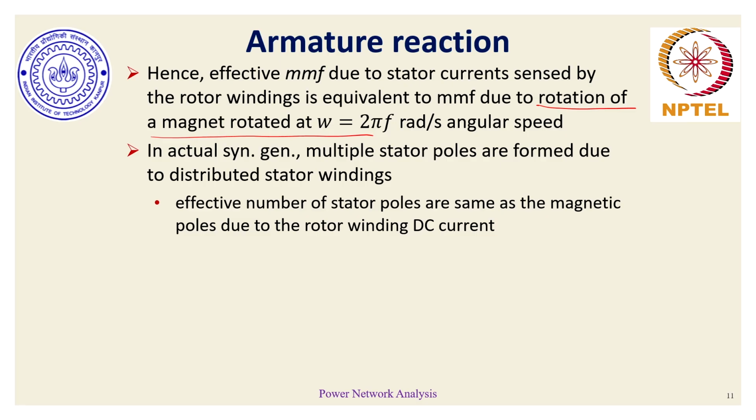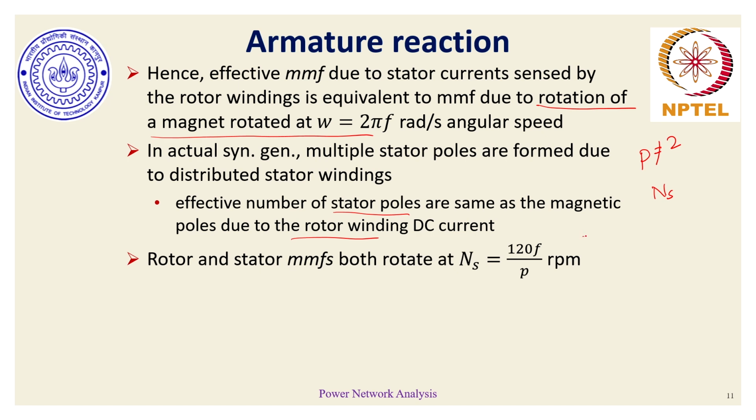In actual generators, there are multiple stator poles. P need not necessarily be equal to 2 for practical machines. There can be multiple number of poles. And no matter the number of poles, the stator MMF and rotor MMF both rotate at the same synchronous speed. So essentially, stator MMF and rotor MMF are magnetically locked. As a result, the effective poles on stator and rotor are essentially the same.